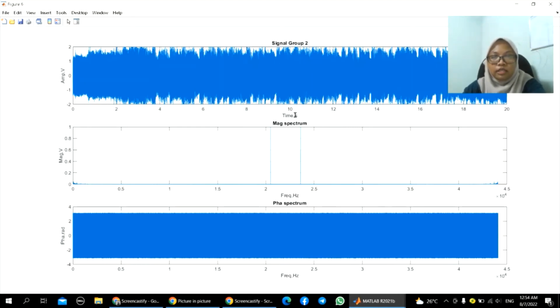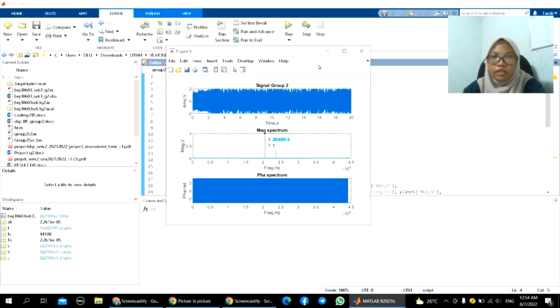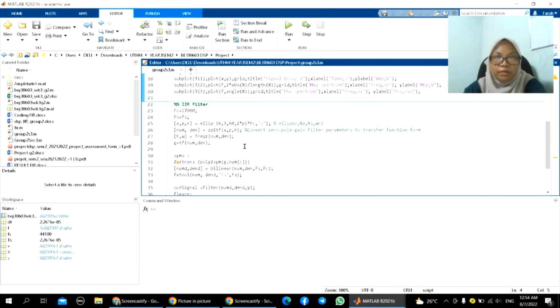compact. This is the magnitude spectrum. The amplitude for the magnitude spectrum is X 20499 and Y is 1. This is the signal before filtering. Next, we see the signal after filtering.